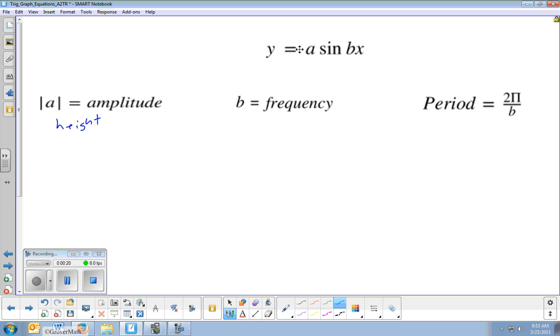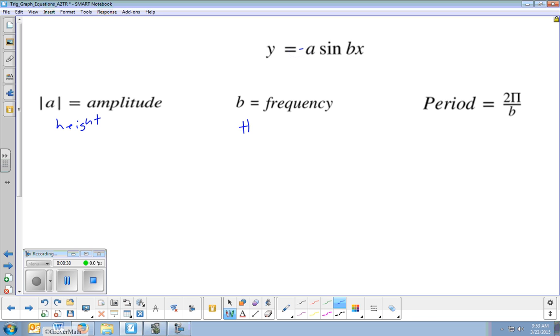But it is important to know that if this is negative, the graph will go down first instead of up first for sine. Well, no, I mean cosine goes down first, so cosine would be upside down, but it basically is a reflection over the x-axis if that is negative. So we want to watch out for that because that's going to help us.